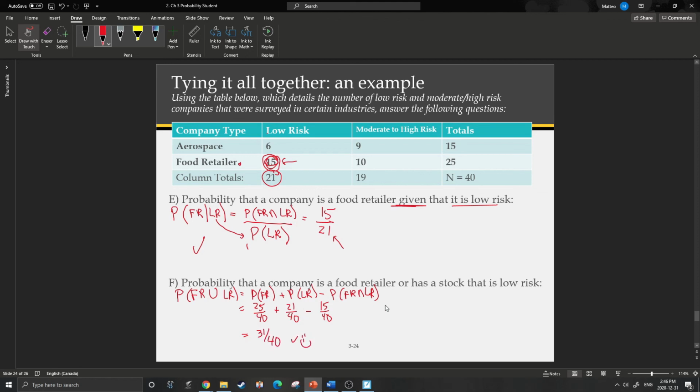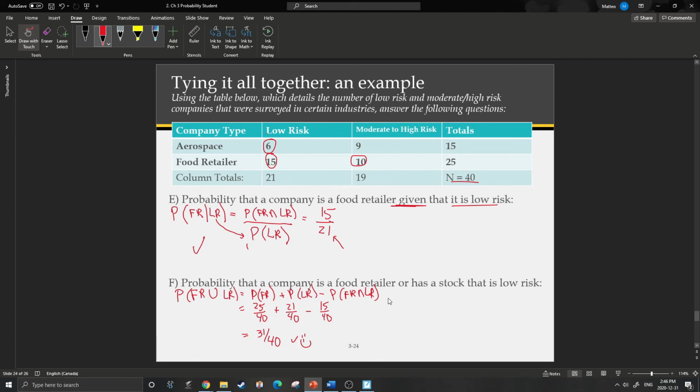Now, do you need to use the formula to do this question? And the answer is no, not necessarily if you're comfortable using the table. Now, I prefer to show you using the formula, but check it out. If I'm looking for food retailers or a stock that is low risk, I would just do it this way if I had the table. I'd be like, okay, well, there's a food retailer and there's a food retailer, and low risk companies. Well, here's a low risk company, and I've already included that. So 6 plus 15 plus 10, that gives me 25 plus 6, 31 out of 40. So you could have done it that way.